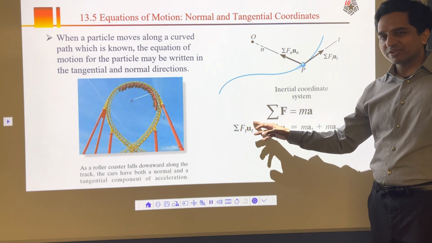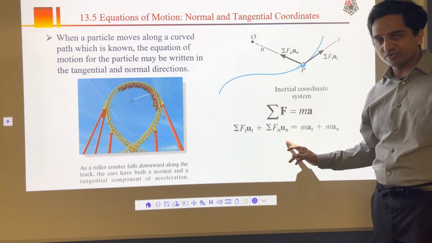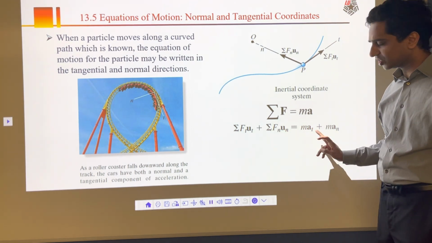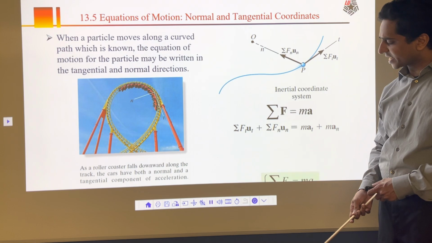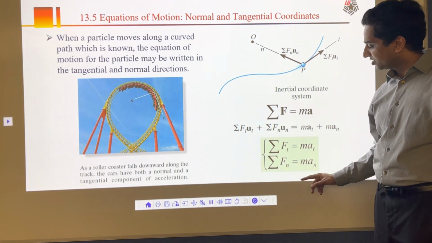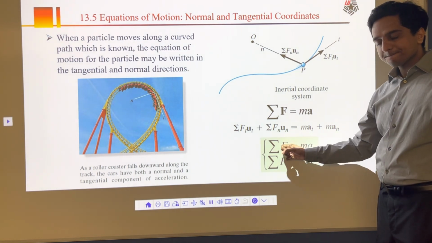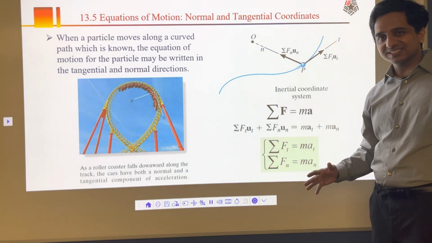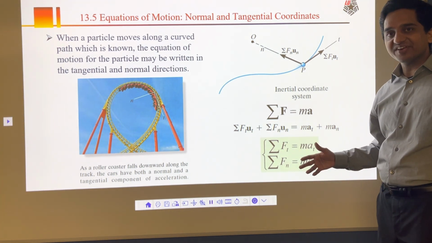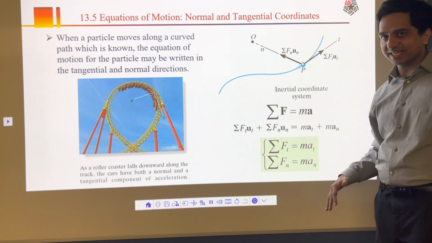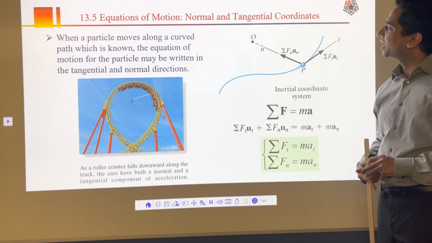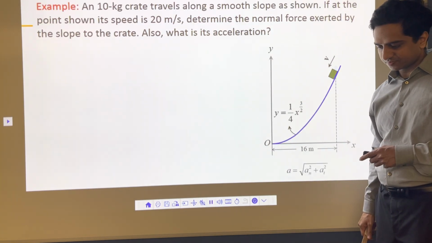Ft ut, where ut is our unit vector for the tangential direction and un is the unit vector for the normal direction, plus Fn un is equal to m at ut plus m an un, the acceleration in the tangential and normal directions. Or I can rewrite it like this: Ft is equal to m at, Fn is equal to m an. Instead of Fx, Fy, we use Ft, Fn, and instead of Ax, Ay, we use At and An. That's the difference between the rectangular coordinate system and normal and tangential components.